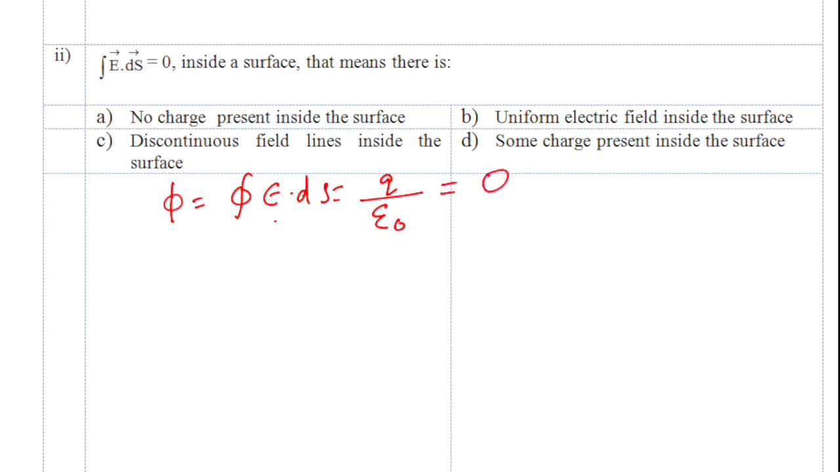So which option is correct? Number 1, no charge present inside the surface, uniform electric field inside the surface, discontinuous field lines inside the surface, and D, some charge present inside the surface. If E dot ds is 0, it means Q by epsilon naught is 0, and this implies Q equal to 0. So option number A is correct. No charge present inside the surface, Q equal to 0. Right? In this way, you solve question number 2 also.